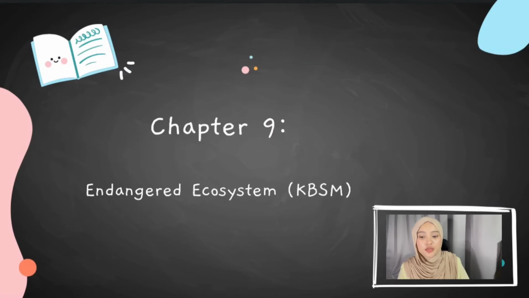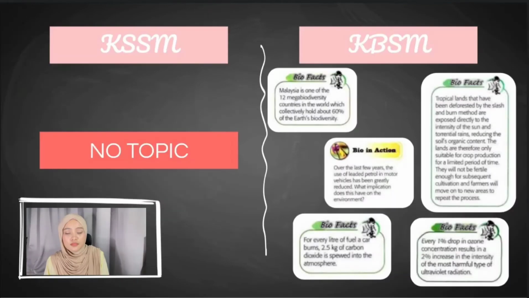Now, let's proceed with the chapter 9 for KBSM textbook. The topic is endangered ecosystem. Now, I will explain the difference of key concept for chapter 9 in KSSM textbook and KBSM textbook.